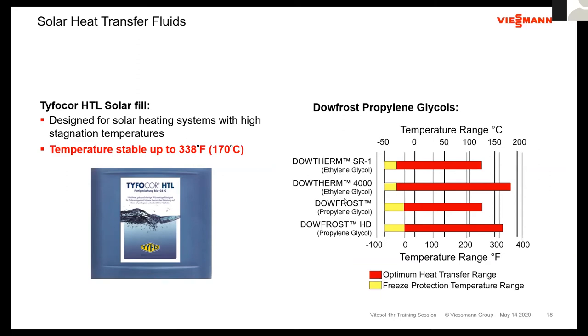Some other glycols, the ethylenes we have over here from some of our other antifreezes that we've used in the past, we like to stay away from the ethylene glycols and methanol, all that kind of stuff, because of their toxicity levels and, of course, heat exchanger requirements. We tend to move into the propylene glycols. For solar thermal applications, they're just fine as far as their operation. You can see the Dow Frost is 121 degrees C, about 250 Fahrenheit, it's stable up to. And then the HD, with more additives in it, is good up to about 325 degrees Fahrenheit, 163 degrees C.